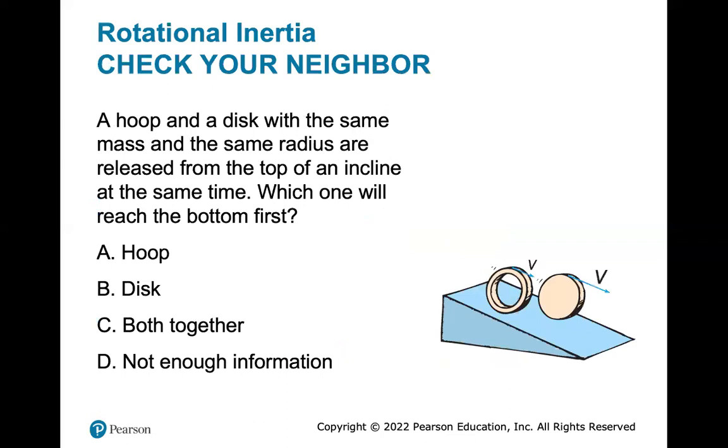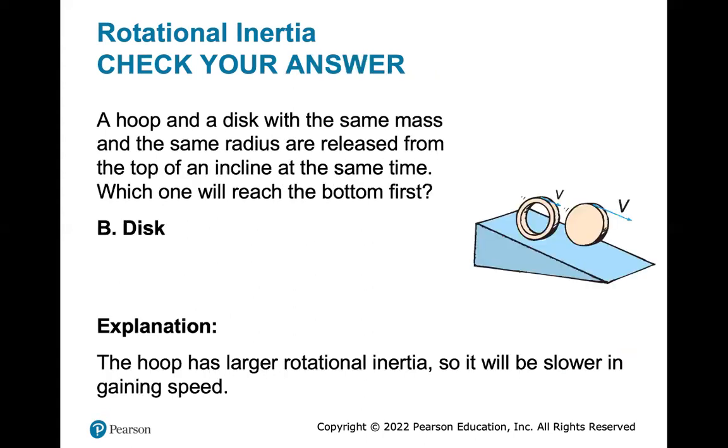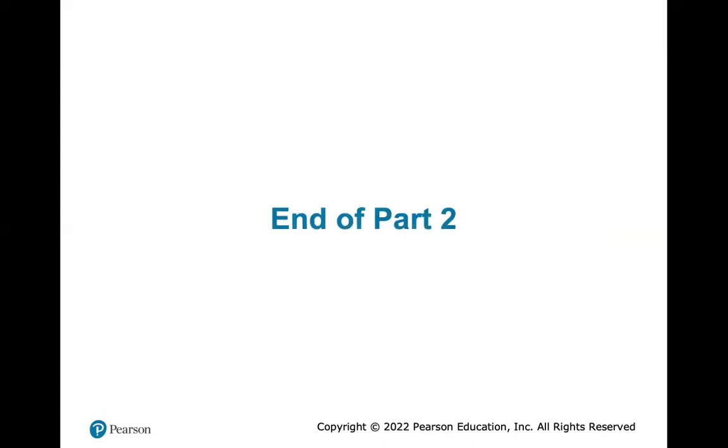Okay, here's the demonstration. I probably gave you the answer before. A hoop and a disc with the same mass and the same radius are released from the top of an incline at the same time. Which one will reach the bottom first? Well, I already gave it to you. The disc will reach it first. Why? Because the hoop has more rotational inertia. Its mass is more towards the outer edge. It's distributed towards the outer edge of the hoop. So the disc will reach the bottom first. The hoop has larger rotational inertia. Okay, and that's the end of part 2.